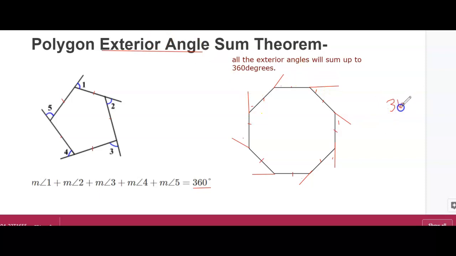So what if I had a 10-sided figure? Would it matter how many angles there are on the outside? They all add up to 360. So you don't have to subtract anything. It's just always going to be 360 no matter what. It will always sum up to 360 degrees.